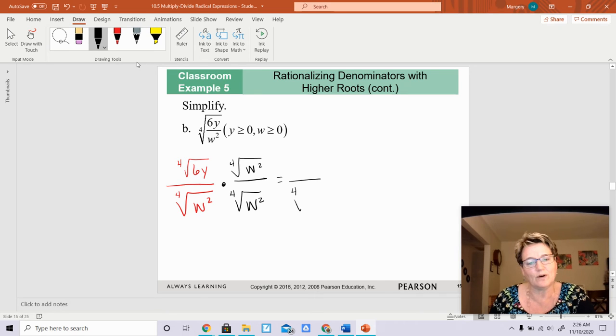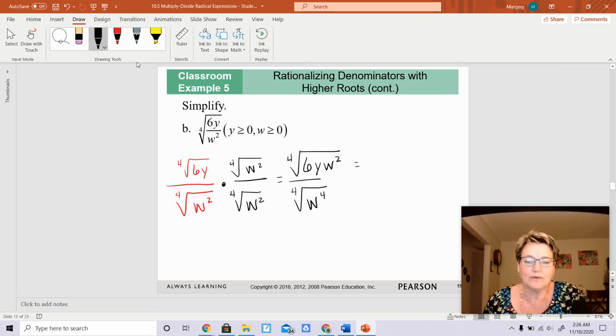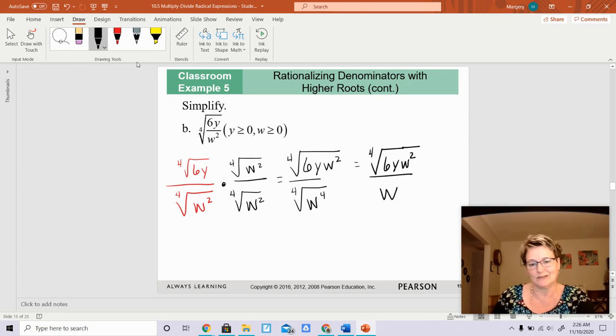So you're going to get the 4th root of w to the 4th power. Remember, when you multiply powers, you add the exponents. So 2 plus 2 gave me 4. Now in the numerator, I have 6y times w squared. So I get 6y w squared. Okay? Now, the 4th root of w to the 4th is w. And I get the 4th root of 6y w squared. And that's it. You're totally finished. Done. Can't do anything else.